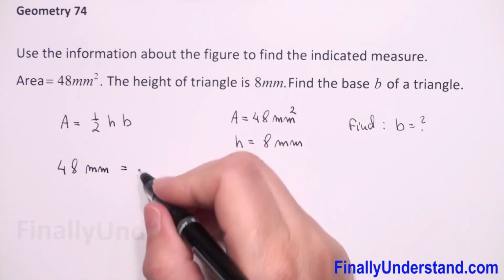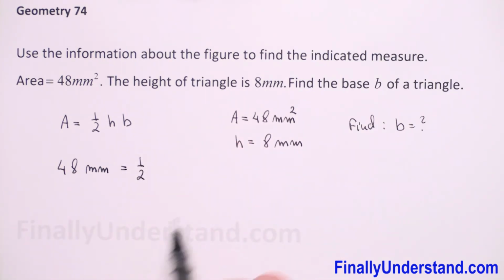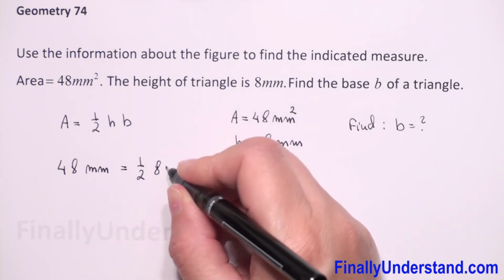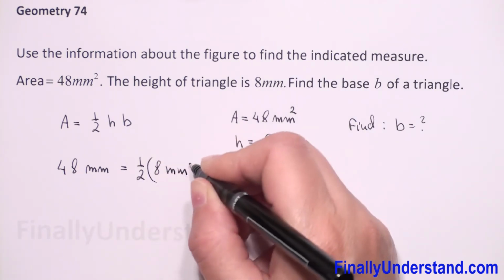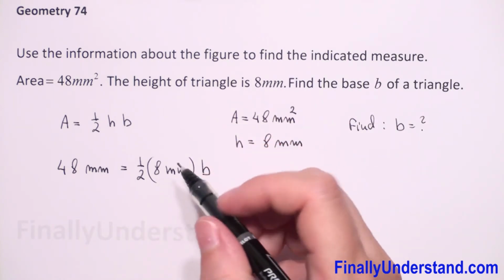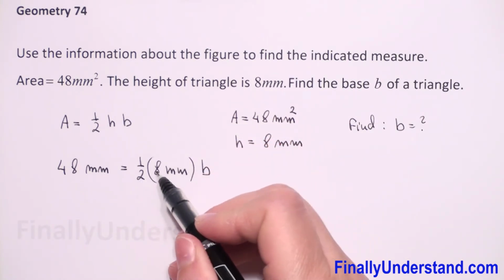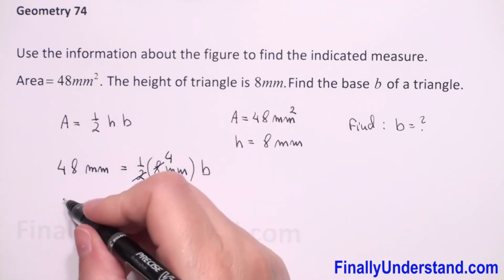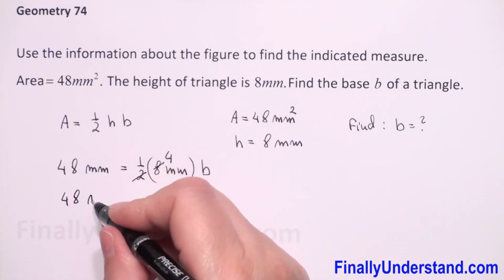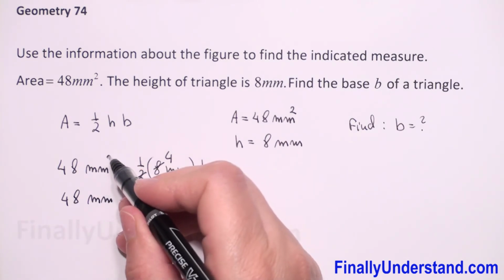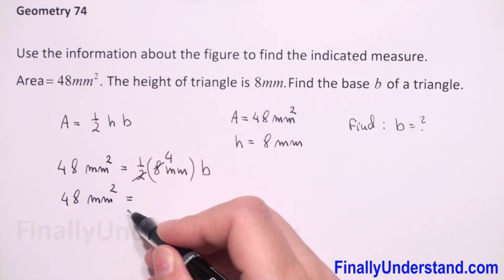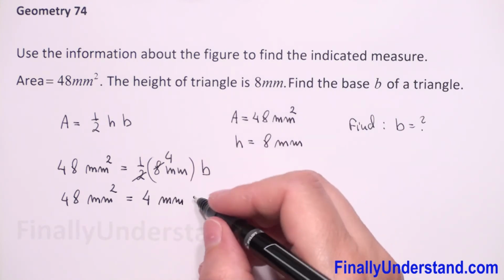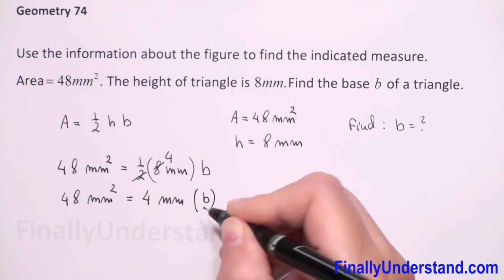This is equal to 1/2, the height is 8 millimeters, times 8 millimeters times the base. So 1/2 times 8 we can reduce, it will be 4. So we have 48 millimeters, of course square millimeters, is equal to 4 millimeters times B. Let's put this in parentheses.